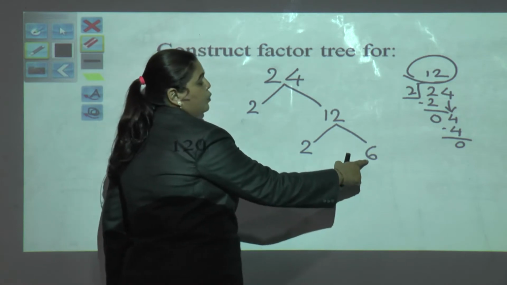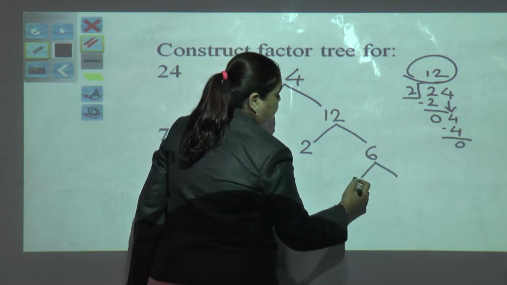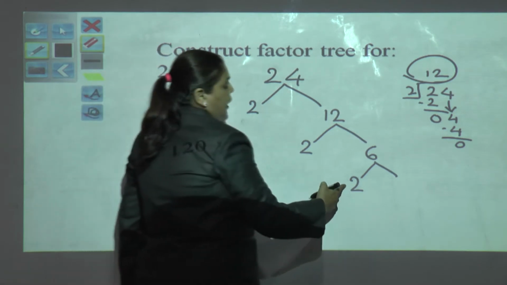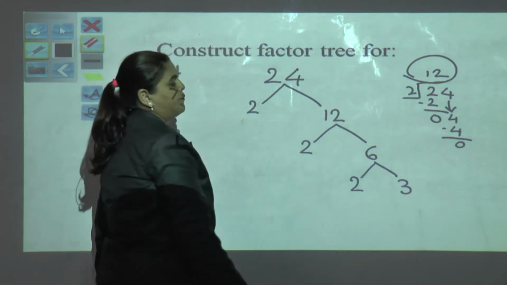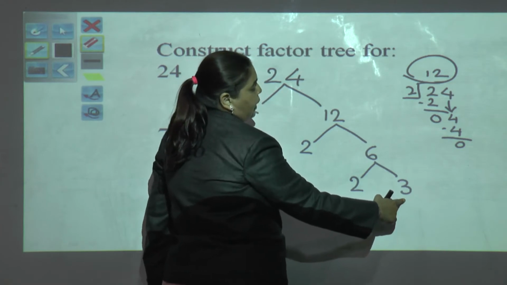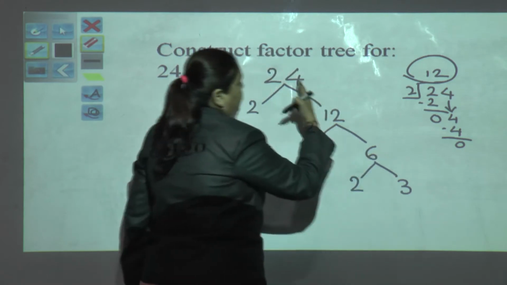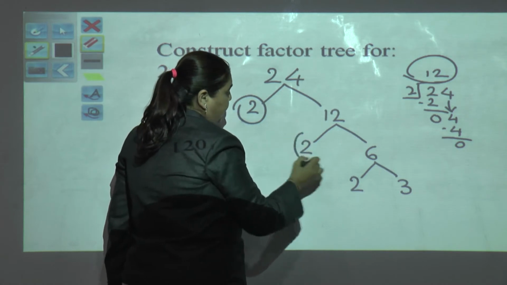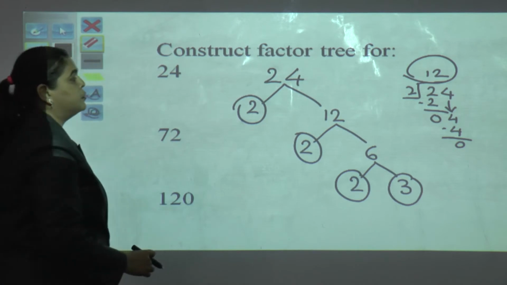Again we can find the factors of 6. Again it is an even number, so it can be divisible by 2, giving a remainder of 0. So again we will write divide by 2. 2 times how much is 6? 2 threes are 6. Now 2 is a prime number, as well as 3 is also a prime number. So we will stop here. What are the factors of this 24? We will find out. So what we are getting is 2, 2, 2 and 3. These are the factors of 24.